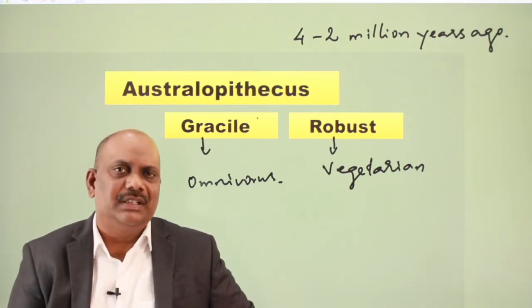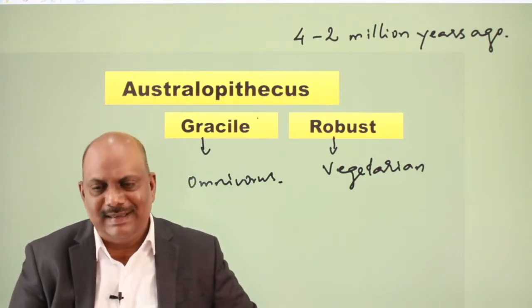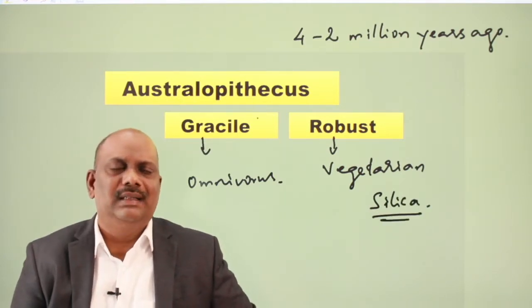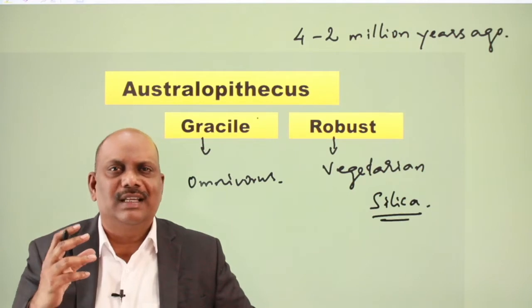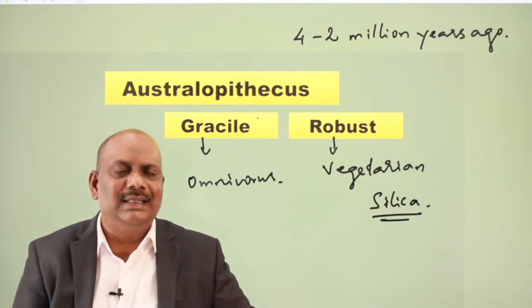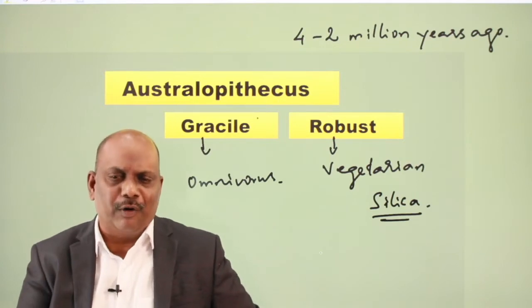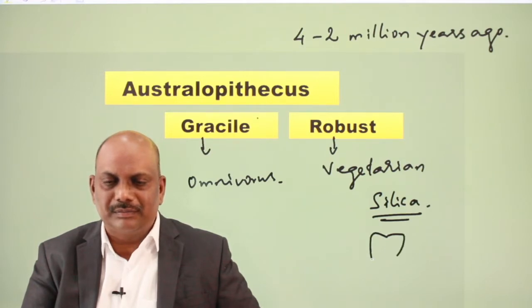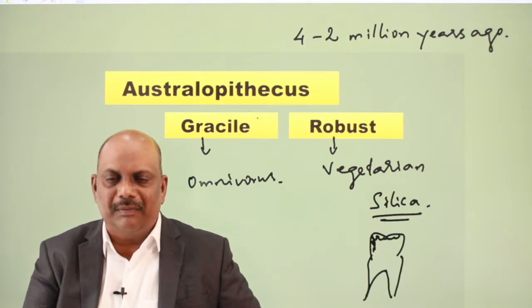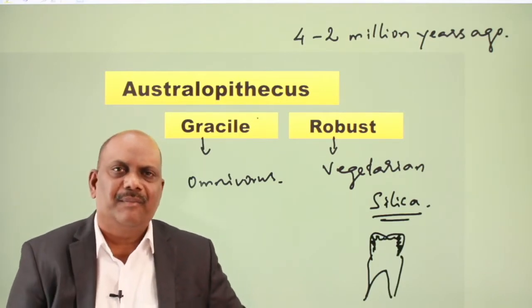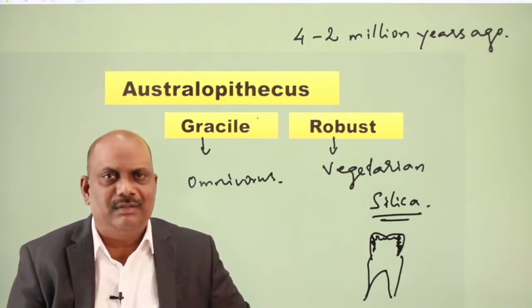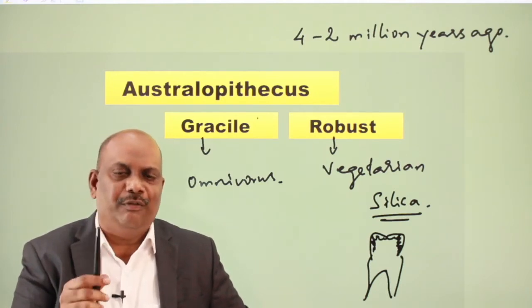Most of the vegetation like fruits and tubers contains silica. And silica is capable of creating large-scale attrition in the teeth. As a result, the molars of robust show a greater wearing pattern. If you look at the molars of robustus, there is a greater wearing down of teeth. On the other hand, this was not the case with the molars of gracile.